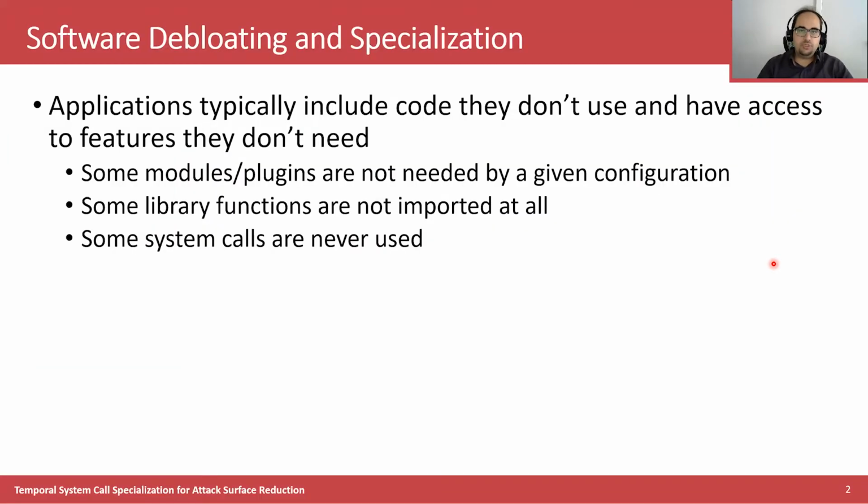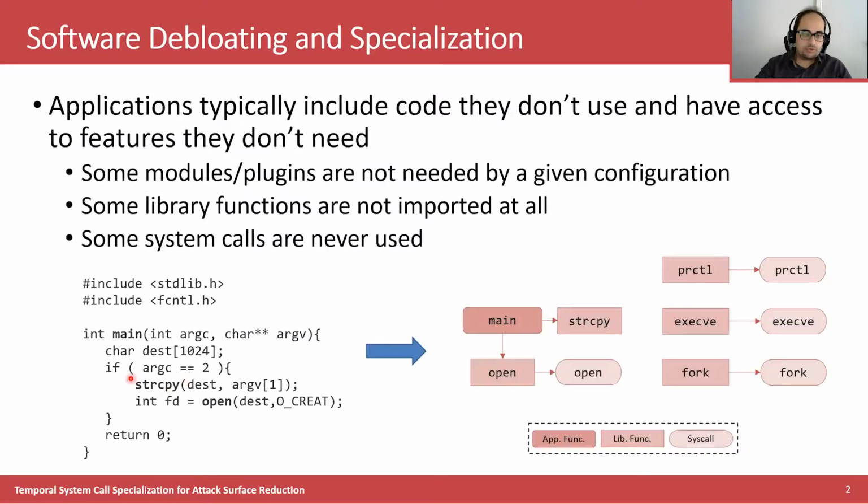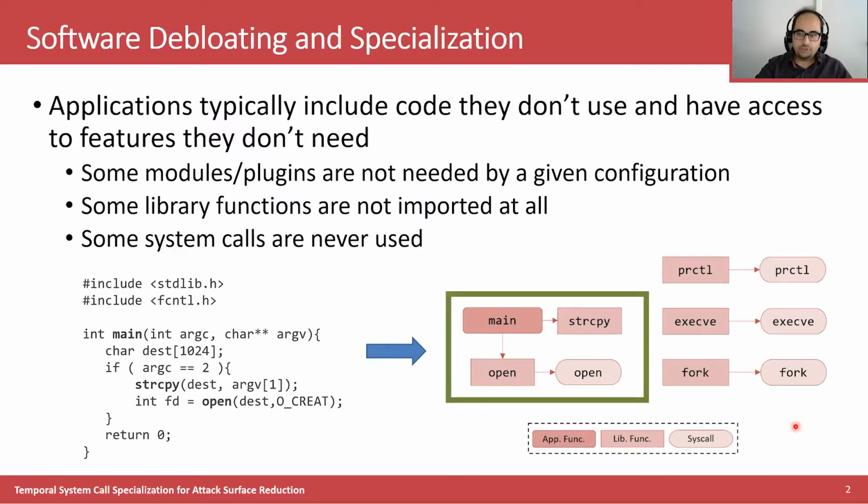Why do we need software debloating and specialization? Applications typically include code that they don't use and have access to features which they don't need. For example, some modules or plugins are not needed by a given configuration. Some library functions are not imported at all, and some system calls are never used. If we look at this simple code snippet, it only invokes two libc functions, strcpy and open, while when we look at the process address space, it has access to all of the library functions and all of the system calls. With software debloating, our goal is to identify the parts of the code which are required and remove the rest.